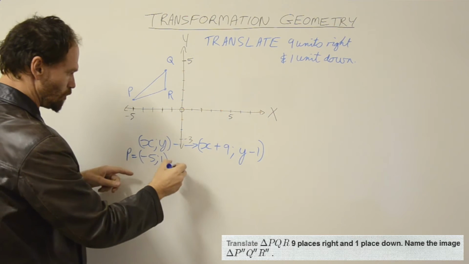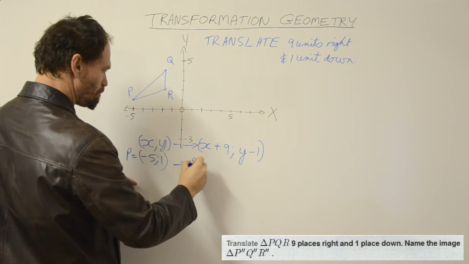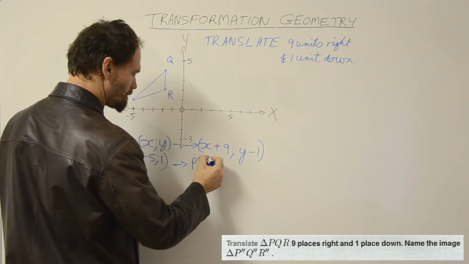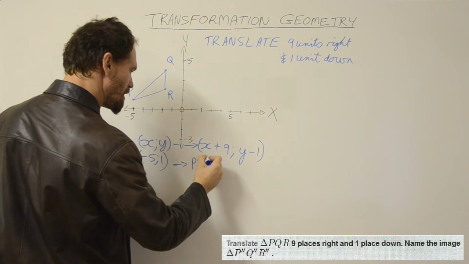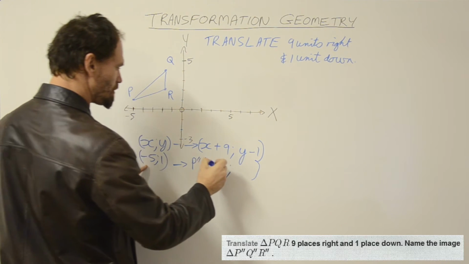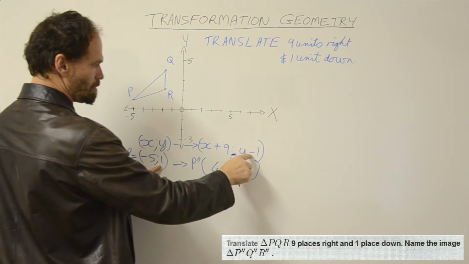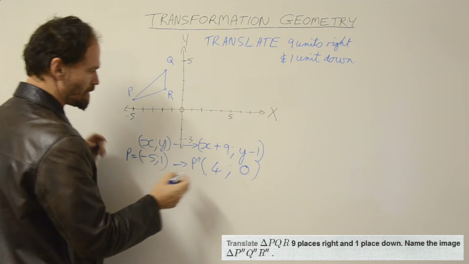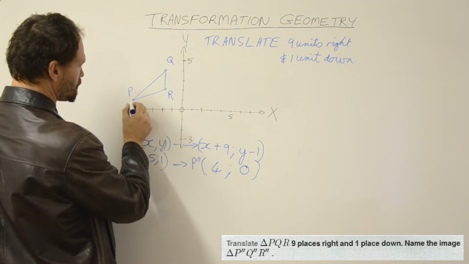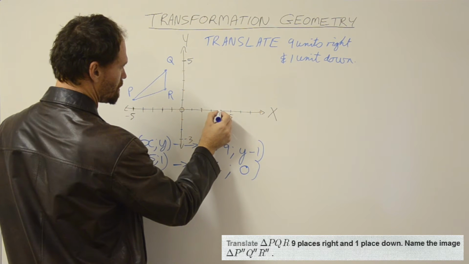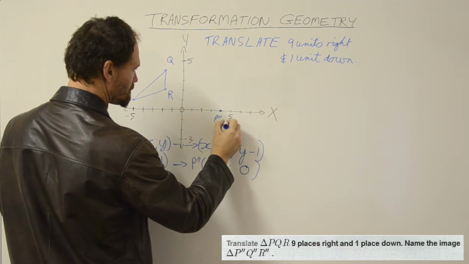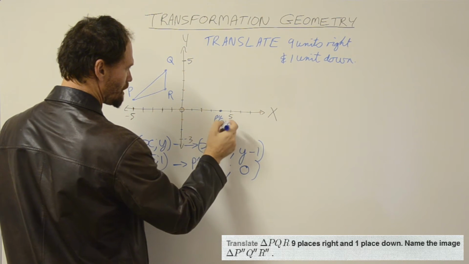So let's apply that rule to P to get my P prime, or actually they say I must call it P double prime, right? Previous question was P prime, so here we go. What do I get? Minus 5 plus 9 gives you 4, and 1 minus 1 gives you 0. So I can go plot that point at 4 and 0, 9 across and 1 down. There it is, there's my P double prime, 4 and 0. See that? Plotted the point there.